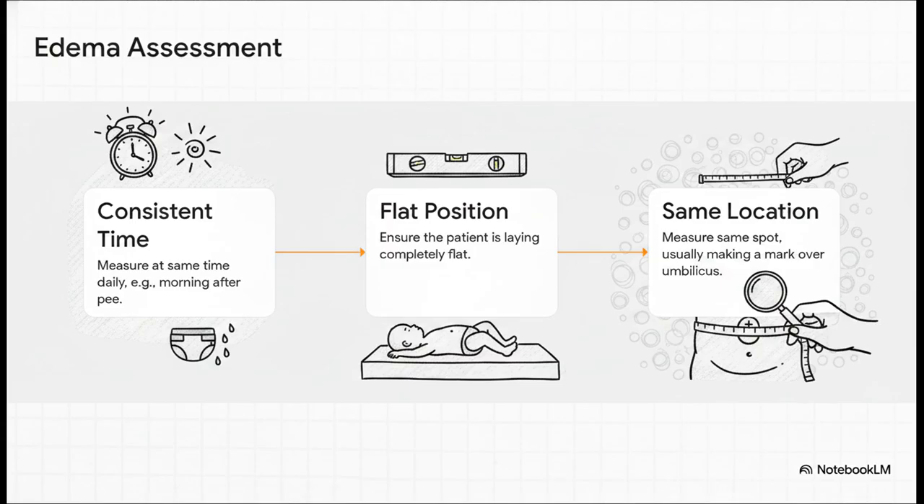But to make sure these physical assessments are actually accurate, consistency is absolutely everything. You can't just guess if a kid's abdomen is getting more distended or if their edema is getting worse. You gotta follow strict protocols. First, measure at the exact same time every single day, usually in the morning, right after a fresh diaper or urination and before feed. Second, always have the patient laying completely flat. And third, measure the exact same spot on the body every time. The absolute best practice here is to physically make a mark with a pen right over the umbilicus. That way, every single nurse, on every single shift, is measuring the exact same circumference.